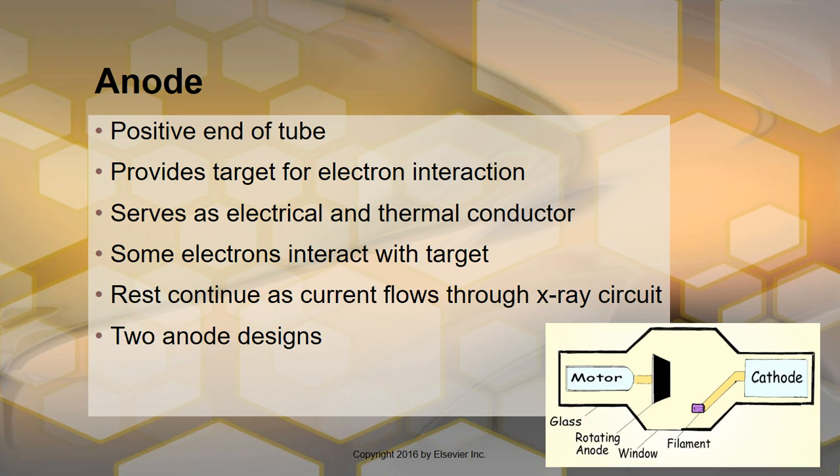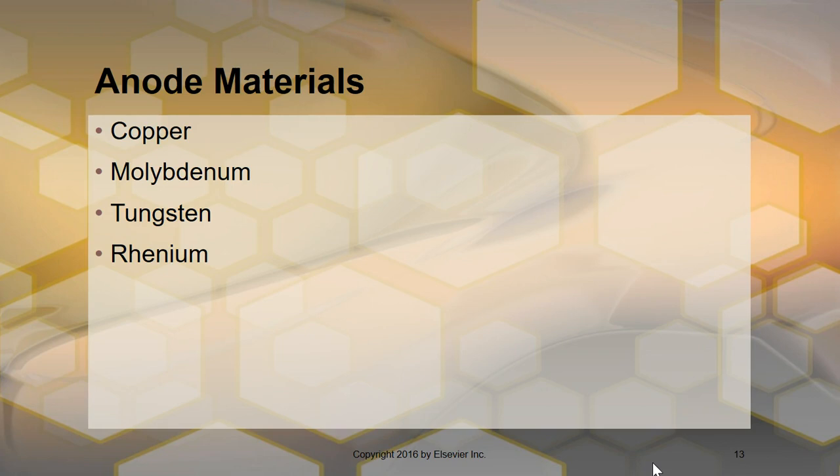And there's the two different designs, as I kind of mentioned. But before we go any further, let's say here's the cathode making electrons go towards the rotating anode. They hit it and then go straight down through the window of the tube housing. Now, what is the anode made out of? It doesn't matter which type of anode you have. These are the 4 common materials.